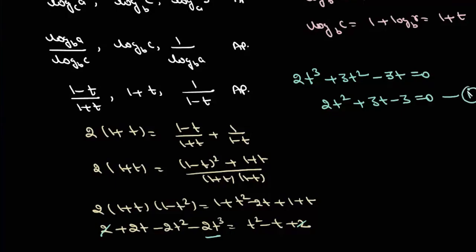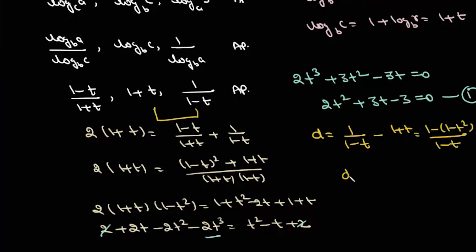Now it says we have to find common difference of this AP. Now we know that its common difference will be this minus this, so it will be 1 upon 1 minus t minus 1 plus t, which is 1 minus t square upon 1 minus t. So its common difference is t square upon 1 minus t.